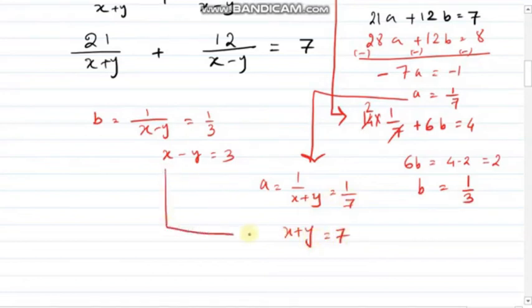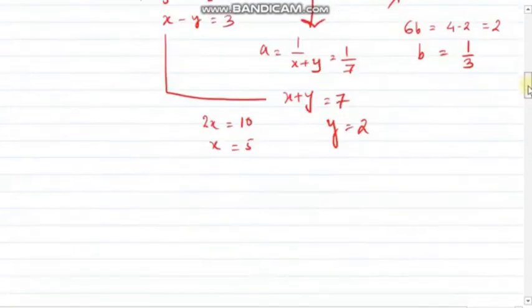So now if I add these two equations, or rather if I try to simplify these two equations, I'll get x equals 5 and y equals 2. Please check the values in the equation. One more sum, if I solve, this is very important.